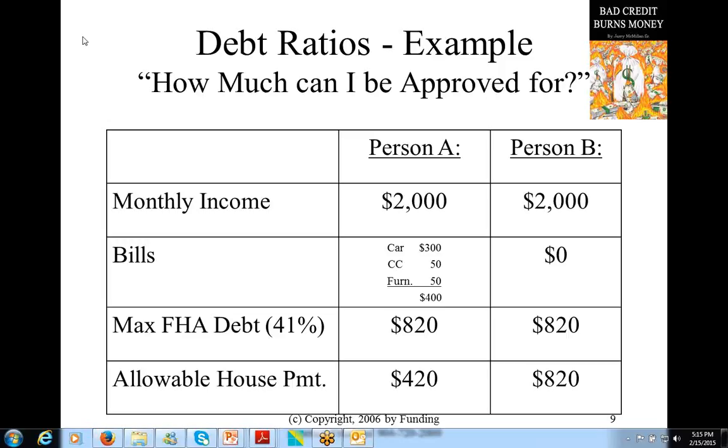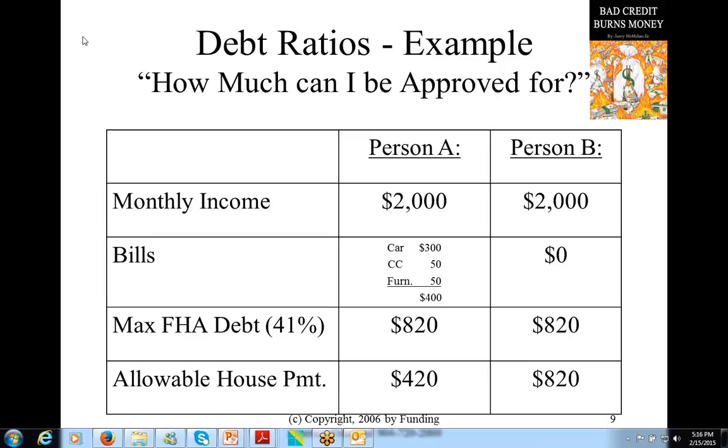So for person A, since $400 is already taken, they've got $420 to use for house payment. The other person has $820. It's obvious who can shop for more house. The person A is limited by their prior obligations. Okay? Cut and dry. That's the way debt ratios impact you. So don't go out and buy your BMW and all of these obligations before you buy your house, okay? Because they will come back to haunt you as they did person A in this example.